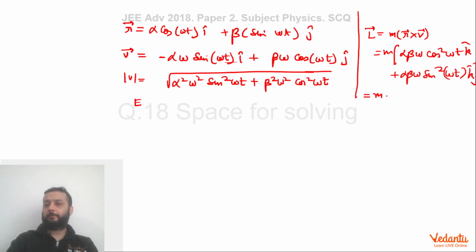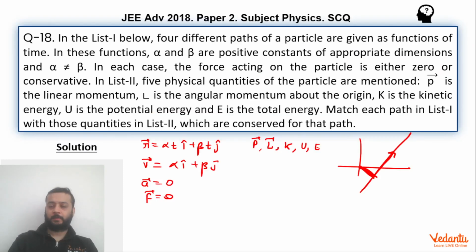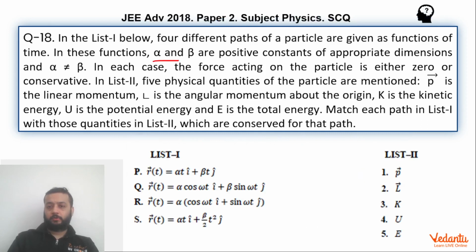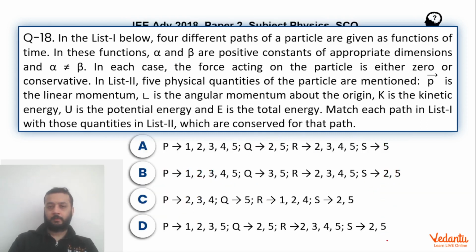So this total will become, now sin square theta plus cos square theta is 1, so this will become m alpha beta omega k cap, which means angular momentum is constant about the origin. So we get the answer: total energy and angular momentum are constant about the origin, right? So Q will match with 2 and 5, right? Going to the options, we have found our answer, because P matches with 1, 2, 3, 4, 5 and Q matches with 2 and 5.